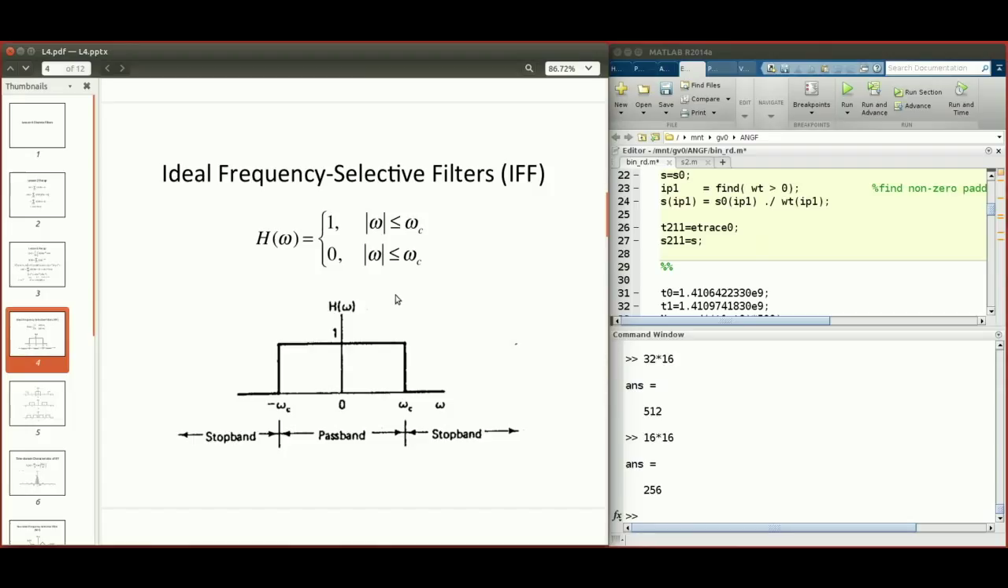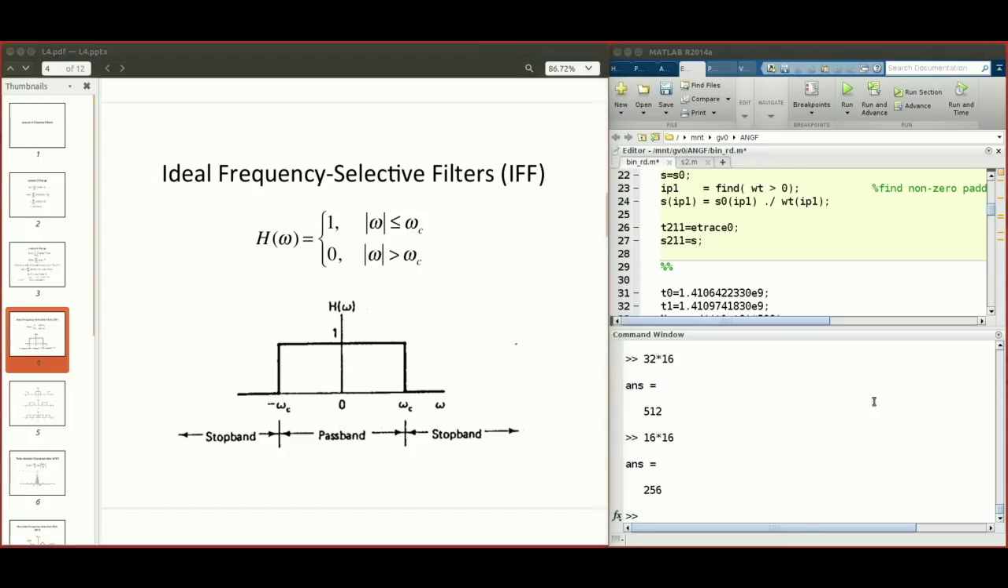So let's start with probably the simplest filter, a low pass filter, and it's called an ideal frequency selective filter, or IFF. The reason it's called ideal is because it has this kind of behavior. So if the frequency is within a band defined by omega c, then it's exactly 1. And outside of this band, so here's a typo, let me correct it.